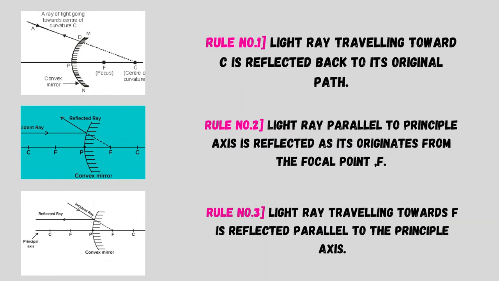Now, let's look at the rules of drawing ray diagrams for a convex mirror. Rule number 1. A light ray traveling towards the center of curvature is reflected back to its original path. Rule number 2. A light ray parallel to the principal axis is reflected as if it originates from the focal point. As for rule number 3, a light ray traveling towards the focal point is reflected parallel to the principal axis.